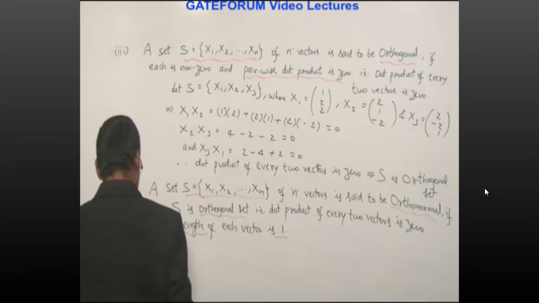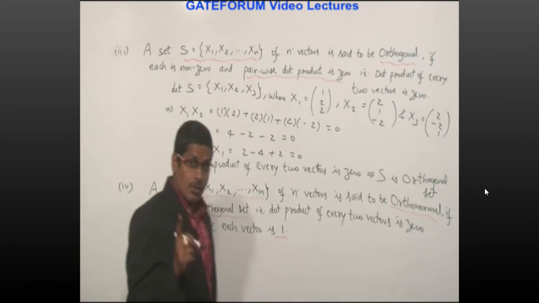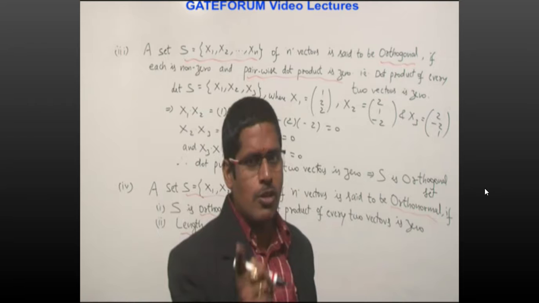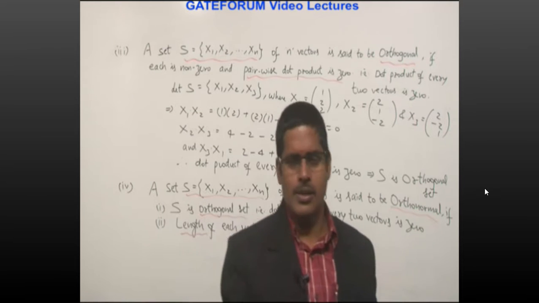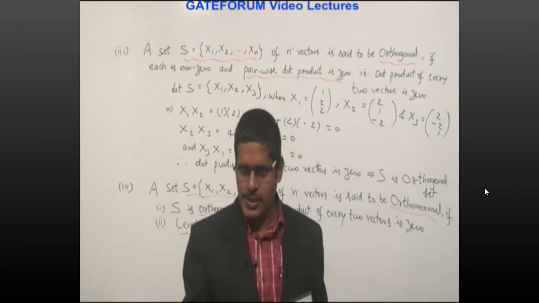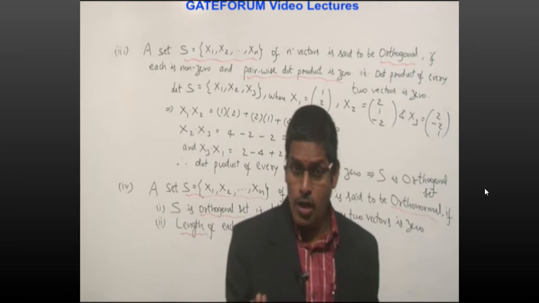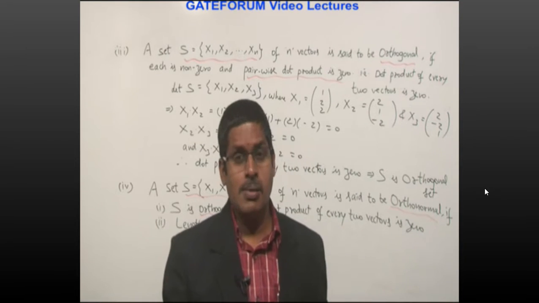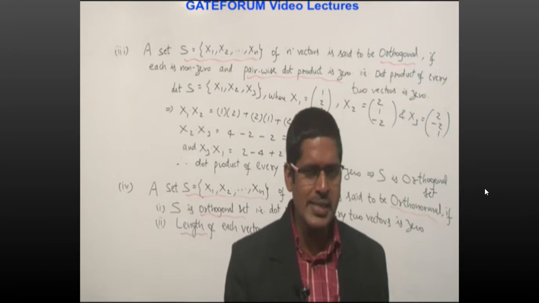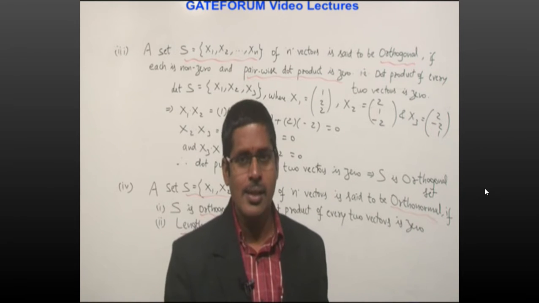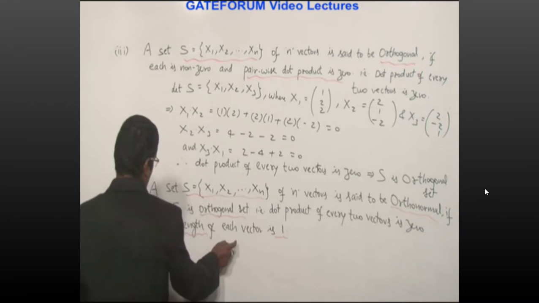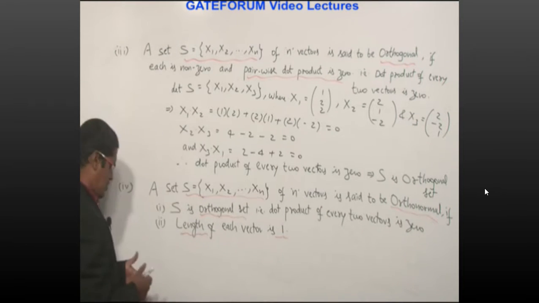Okay. So that means an orthogonal set need not be an orthonormal set, but every orthonormal set is orthogonal. So once again I am explaining. Every orthonormal set must be an orthogonal set, but the converse need not be true. That is, every orthogonal set may or may not be an orthonormal set, because of one more condition for an orthonormal set: the length of each vector is 1.